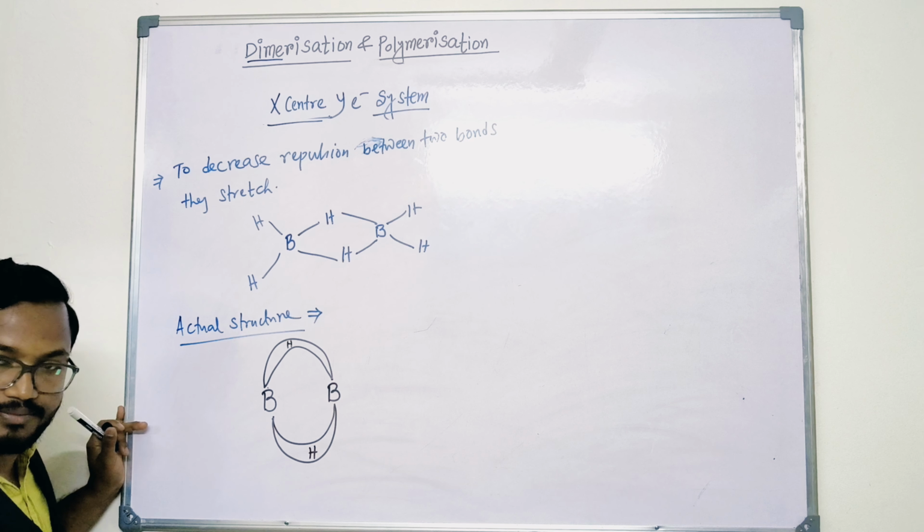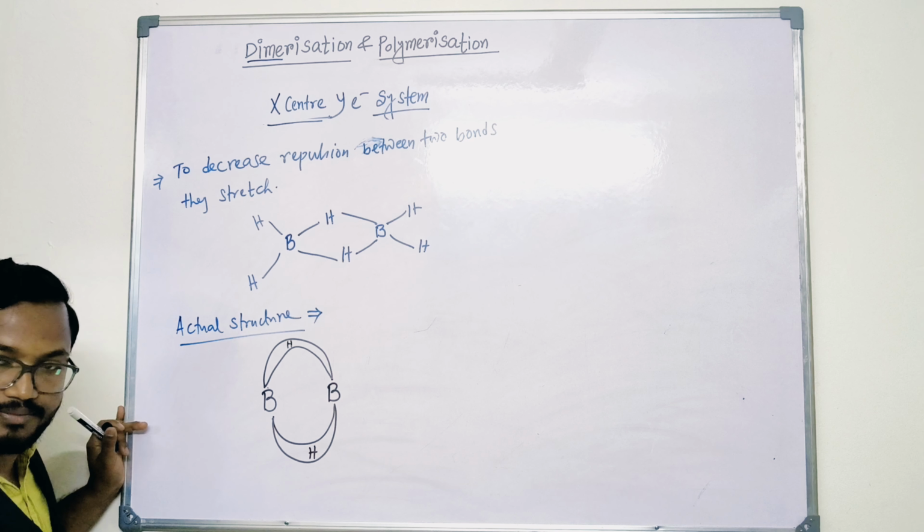If I mark these lengths as A, this is also A, and these lengths as B, we can say that always A is greater than B. If we are talking about length, bridging lengths are greater than normal bonds, or better to say, bridging bonds are greater than normal bonds. But about the angle, the inner angles are smaller than the outer angles.